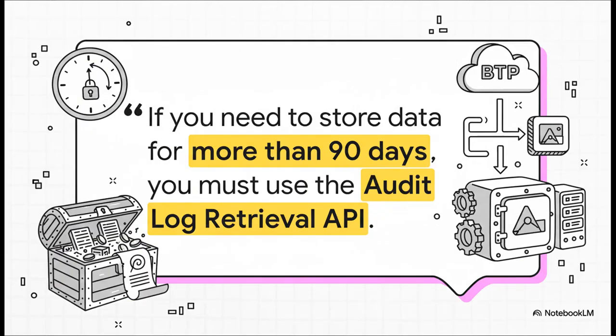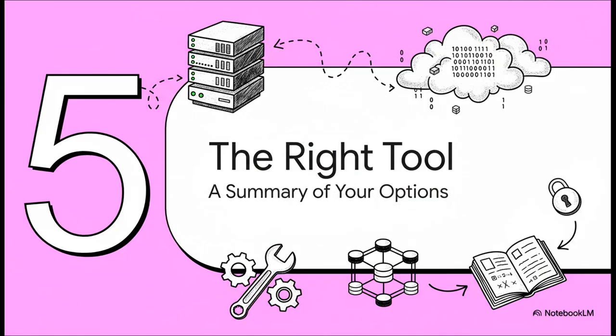So what does this actually mean for you? It means that if your company's rules say you need to keep audit data for a year, or 5 years, or 7 years, the default service is not enough. You have to have a plan. You need to use the Retrieval API to regularly pull those logs out of BTP and stick them somewhere safe for long-term storage.